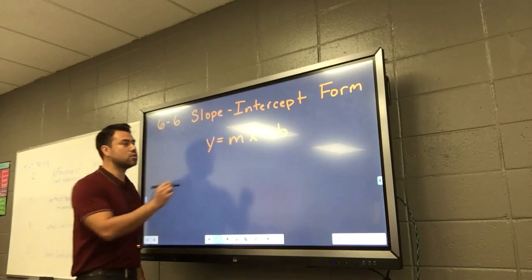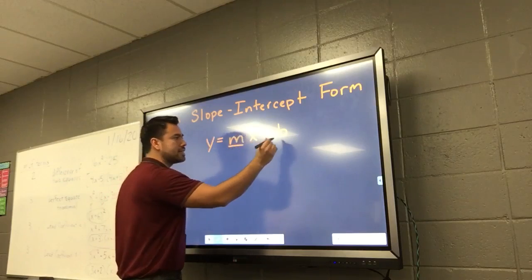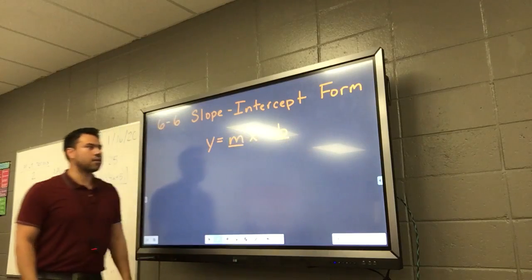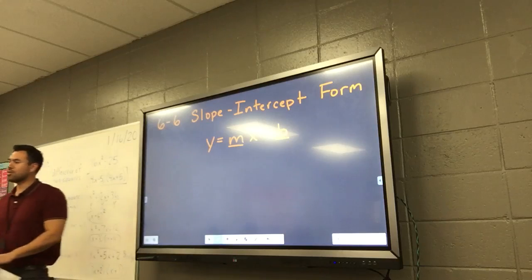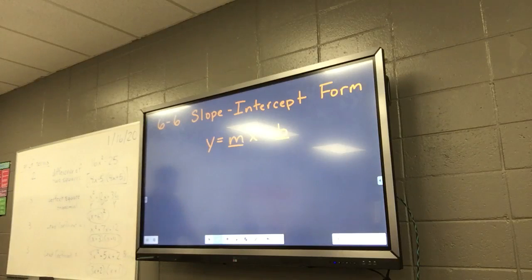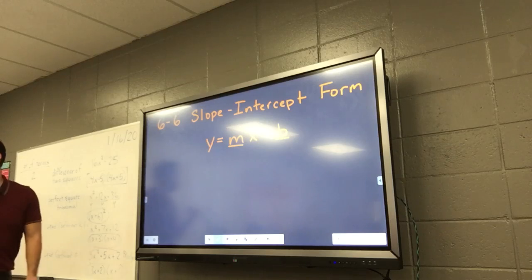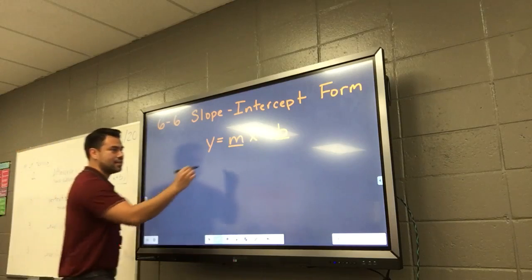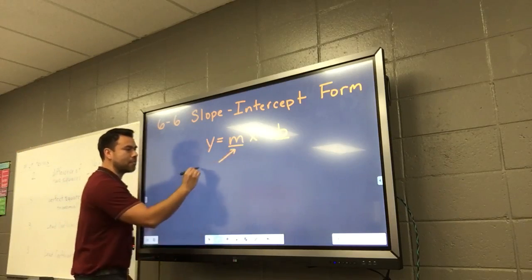But there are two things I also want to point out. This m and this b. Okay, I think you can get this without me giving too much help. What does M stand for? What does M stand for, Ethan? Slope. Slope, yeah. This M, that's representing your slope.